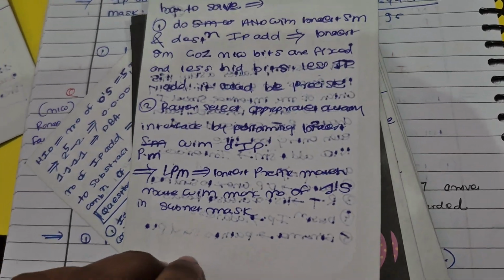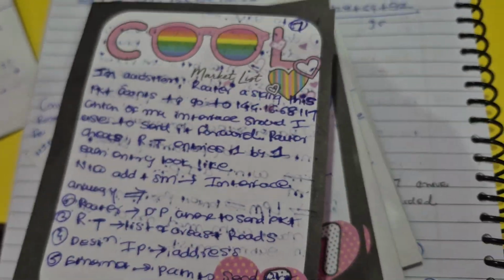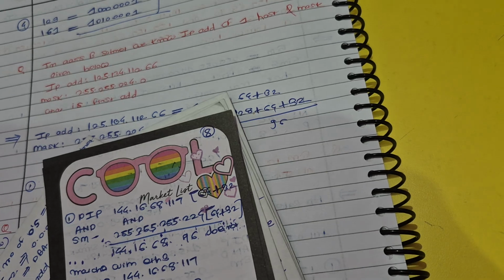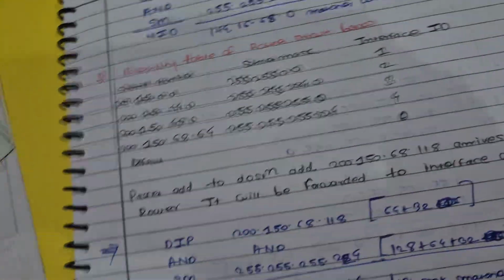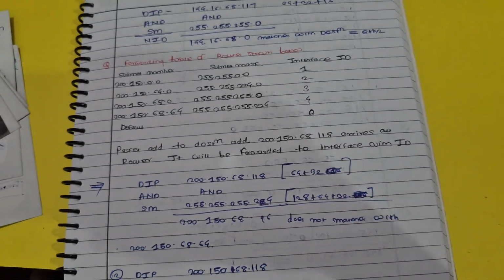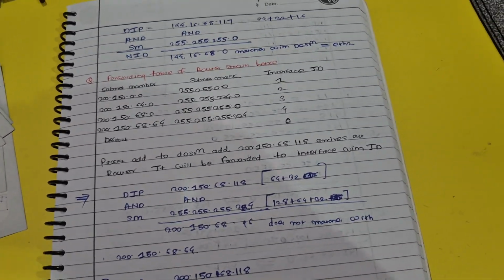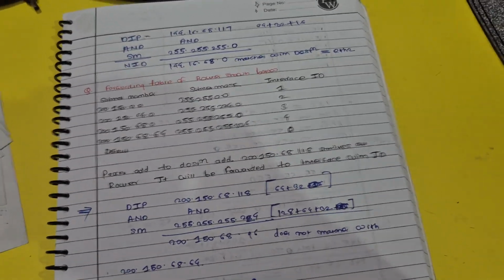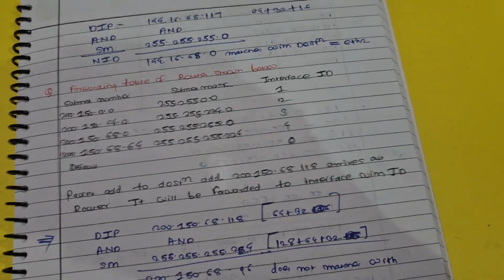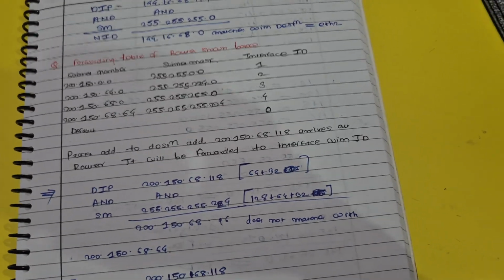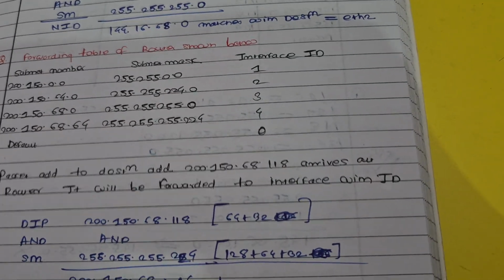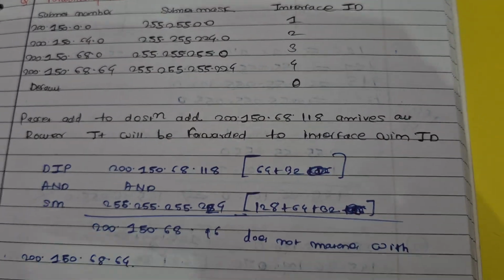Solving is easy, I just wanted to understand the concept. Then the same type of question is there. If you see, it's the same type, nothing different. Just take the longest subnet mask, do a bitwise ANDing with the destination IP address, and if it matches the network address, then select that interface ID.